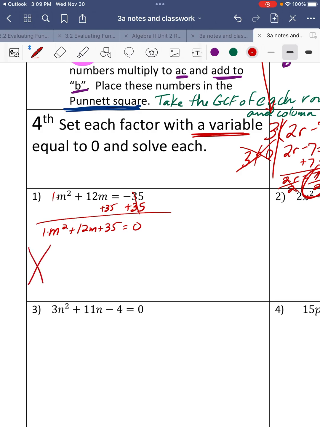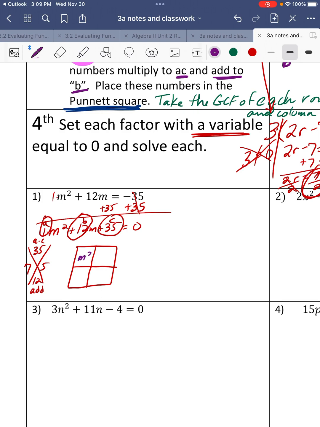We do a times c, which is 1 times 35 is 35. And what two numbers multiply to 35 that add up to the b? So we have our a, b, c. And the b is positive 12, c is positive 35, and a is 1. So what two numbers multiply to 35 that add to 12? That's 7 and 5. Let's put that in our Punnett square.